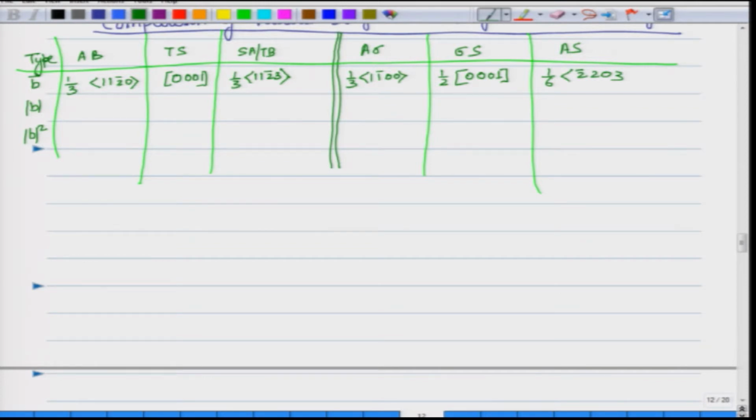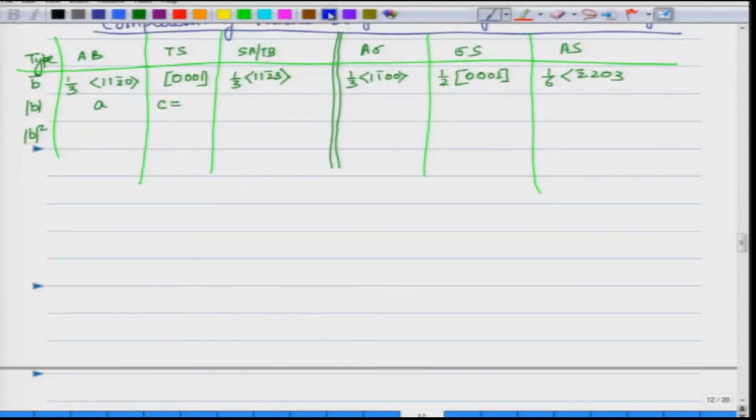Now, what is the magnitude? We know this is nothing but A. So, the magnitude of this one is A. What is this magnitude? This is C, but here for the sake of comparison we will want to convert all of these to A. So, what we will do is we will assume an ideal HCP system where C is equal to root 8 by 3 A. So, this automatically means that, since we want to compare in terms of A, this becomes root 8 by 3 A.